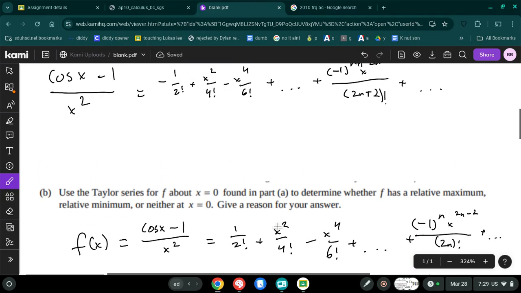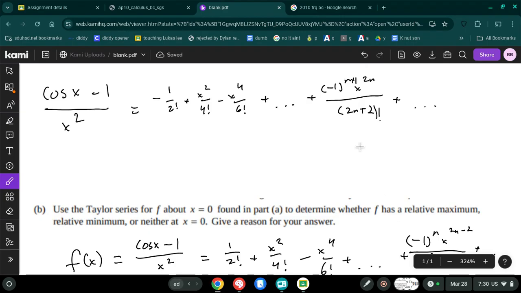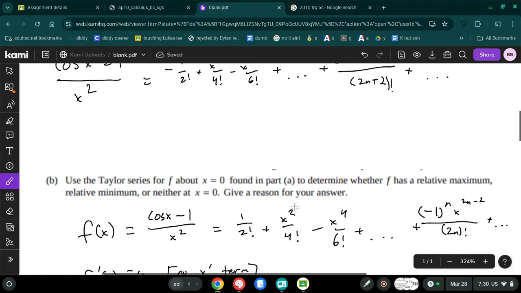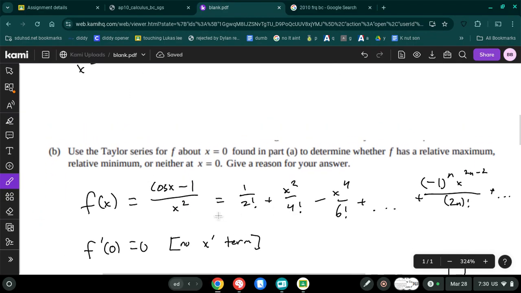And what would you know? We would write out our terms again for f of x, and then we would see that we have x to the power of 2, and the coefficient for that is 1 over 4 factorial. But first of all, we have to identify that f prime of 0 is equal to 0. There's no x term. So that means it goes from positive to negative, or it's just plain out 0. We have to know that.